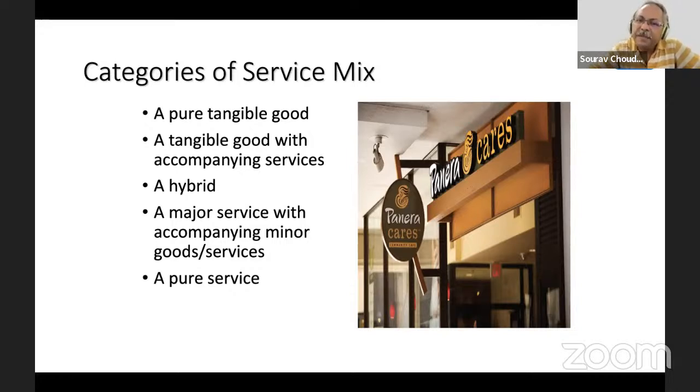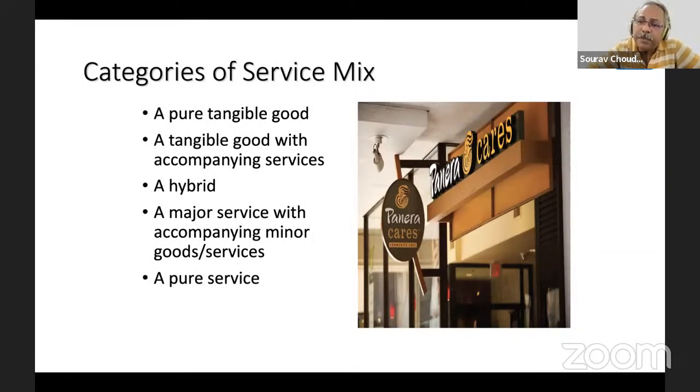Correct. And a pure service: a tourism service, a dentist service, a doctor's service, okay, and so on and so forth. The consultant service, a lawyer service, this is a pure service. वहां पर कोई goods नहीं है. So at one end, it's a pure tangible good, जिसको आप देख सकते हो, a food, an ice cream, a watch, a mobile phone is a pure tangible good.